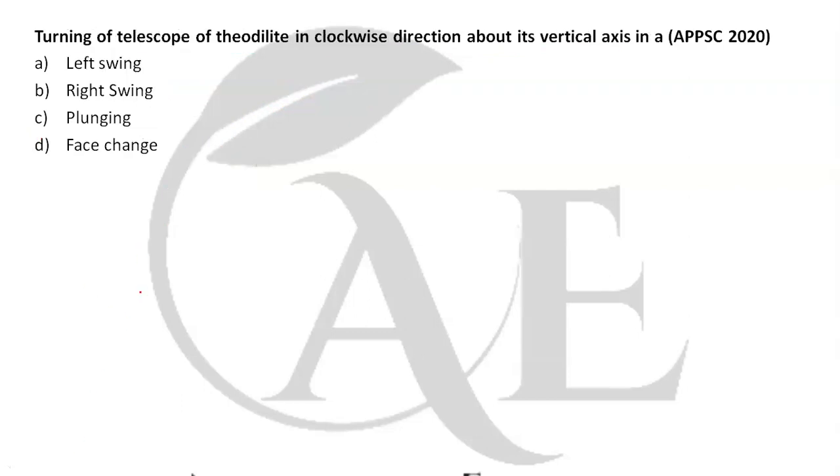Next question. Turning of the telescope of the theodolite in a clockwise direction about its vertical axis is said to be a face change. Okay, option D is the correct answer.